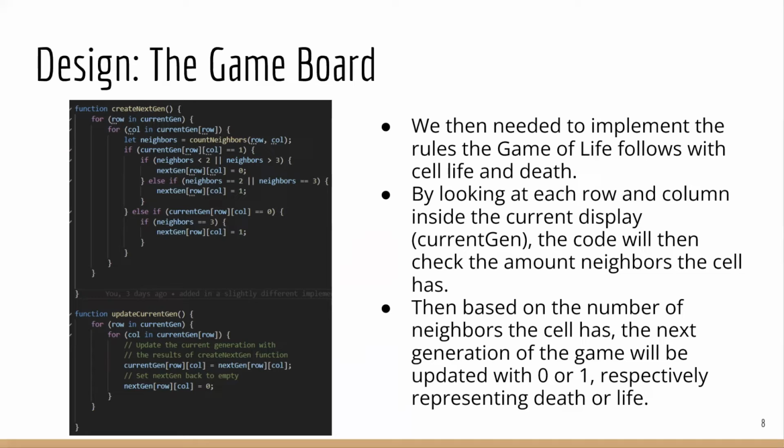And then based on the number of neighbors the cell has, the next generation of the game will be respectively updated with a 0 or a 1 representing the death or the life of a cell. So as you can see, the rules here are implemented as: if a cell has either less than 2 neighbors or greater than 3 neighbors, it dies by underpopulation or overpopulation respectively, which sets it to a 0. If it has 2 or 3 neighbors, it gets to live, so it sets it to a 1. And if a cell has exactly 3 neighbors, then it will be born. So cells are generated.